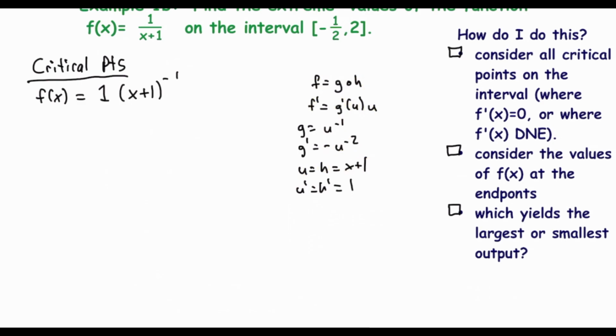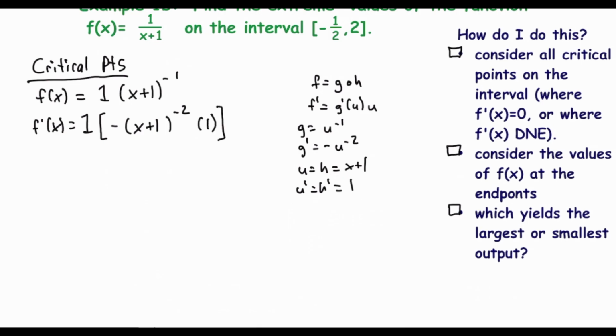You don't have to do it this way. I just find it convenient. And I am going through this quickly because this is something we've gone through a lot already. So my derivative is going to be, so f prime of x is equal to, it's a constant multiple rule, so the 1's just hanging out in the front there. We're going to have g prime, so negative u goes inside there to the -2, and my u is x plus 1 times u prime, which is just 1.